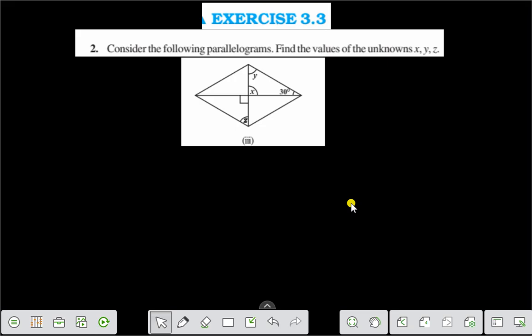Hello everyone. Today I'll discuss exercise 3.3 question number 2. Consider the following parallelograms. Find the values of the unknowns x, y and z. Here you see I will find these values.